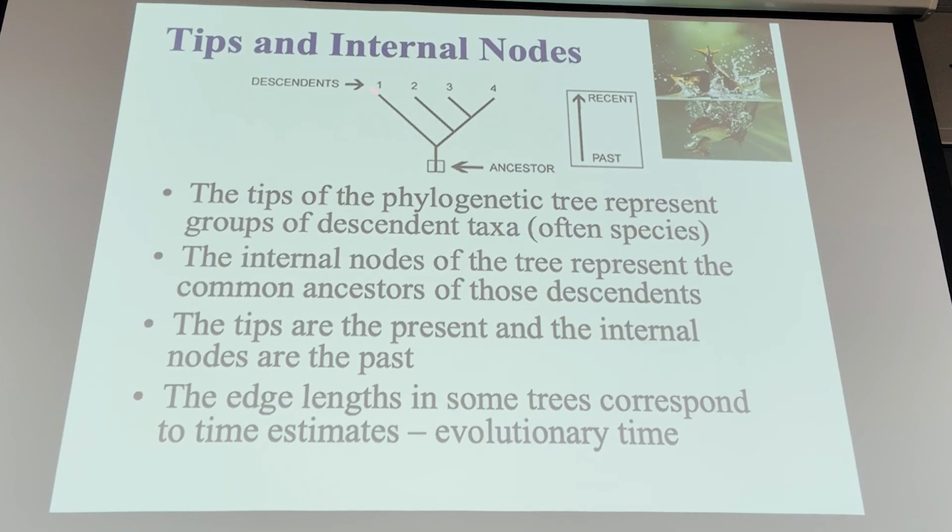The length of the line often represents time. So you can see the shorter the line, the least amount of time between these 2, 3, and 4 diverging from one another. That's why they're closely related, right? Notice number 1 in this particular phylogenetic tree is the oldest. It has the longest line, right?